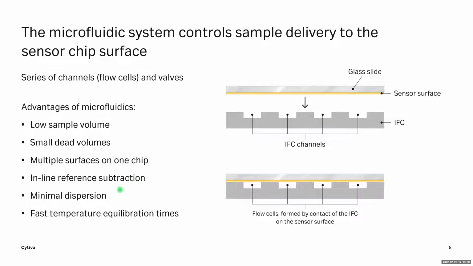We're trying to minimize dispersion and dilution of our samples so that the sample we inject is at the same concentration when it reaches the sensor chip surface as it was in the tube before it was picked up.